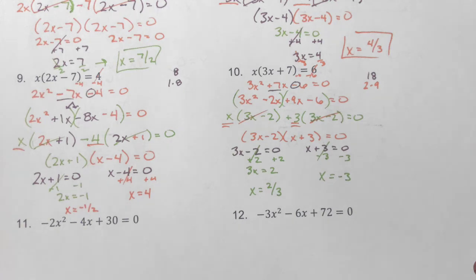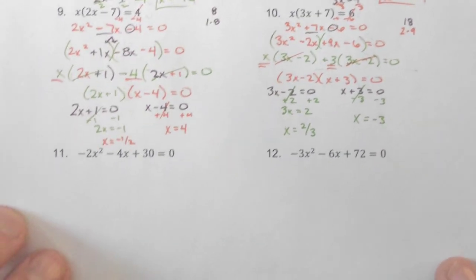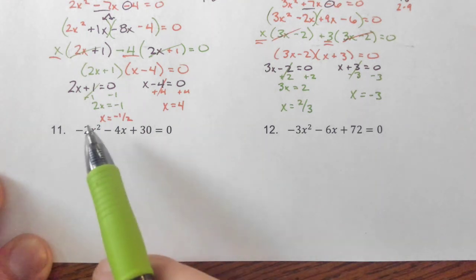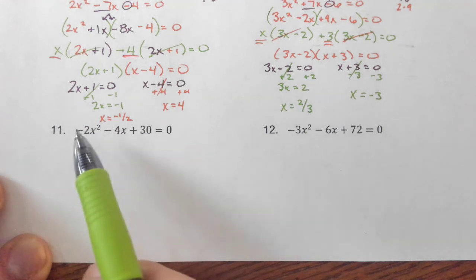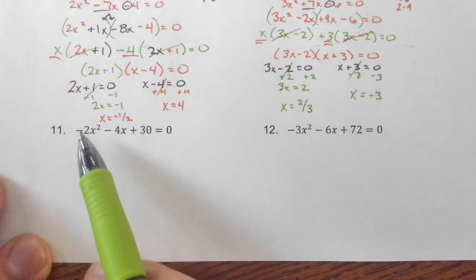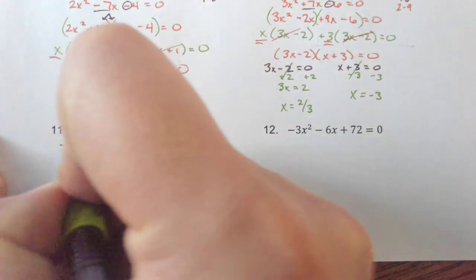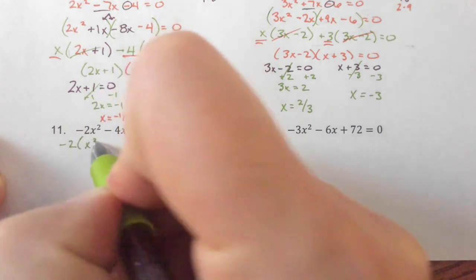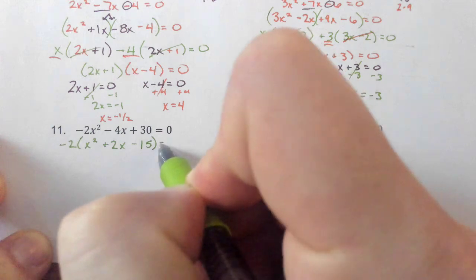All right. Then the last type of problem, 11 and 12. They're already set equal to 0. That's great. Remember, your first step is to look for a GCF. All of these are divisible by 2. And I don't want my first term to be negative. So we're also going to divide by the negative. So -2 is the GCF. What would be left over? X squared, now plus 2x and minus 15.